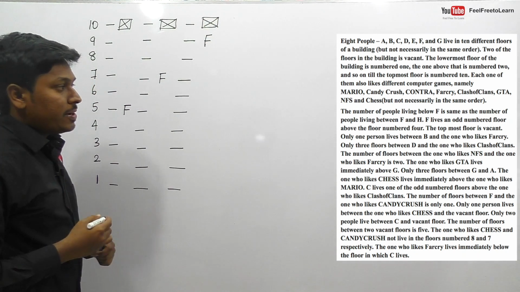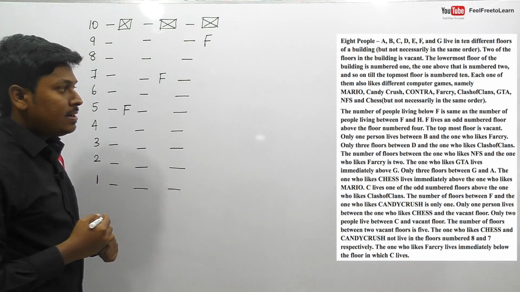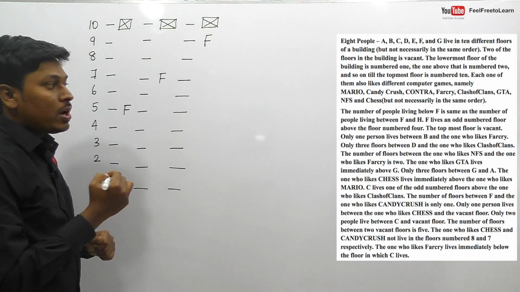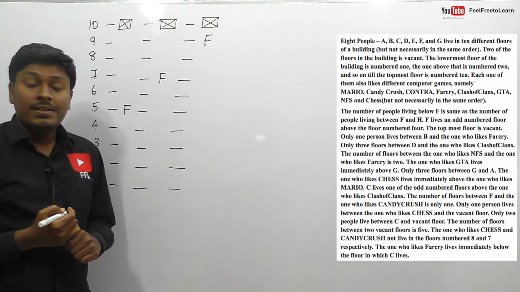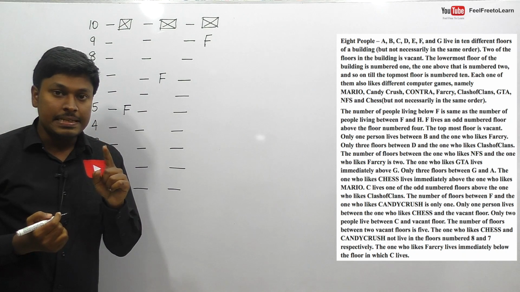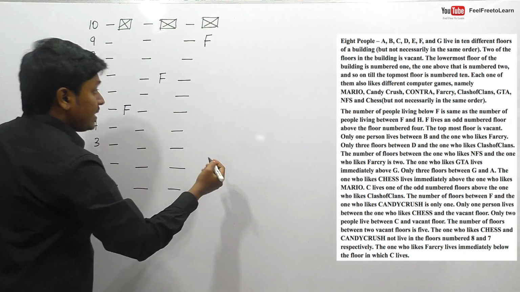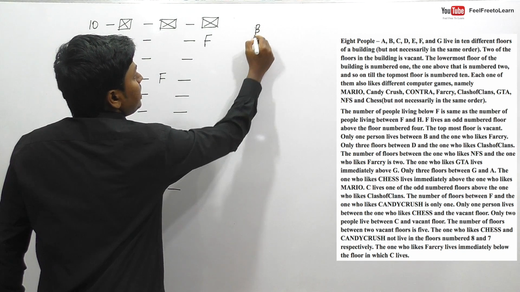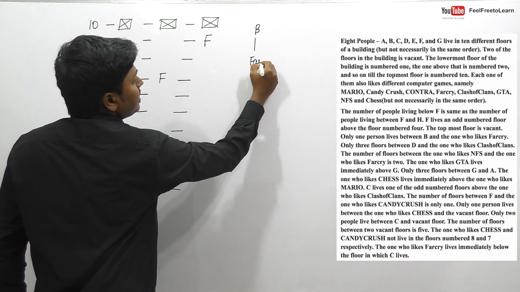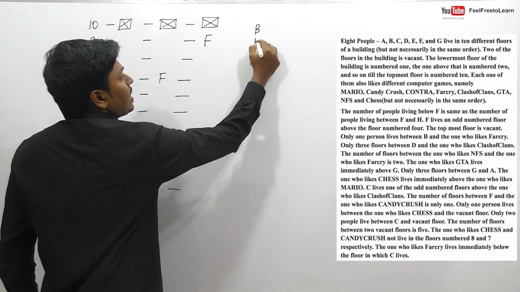Okay friends, next point. Only one person lives between B and the one who likes Far Cry. So there is only a gap of one person between B and the person who likes Far Cry, right? Let me take it as a clue that between B and Far Cry there is only one gap.